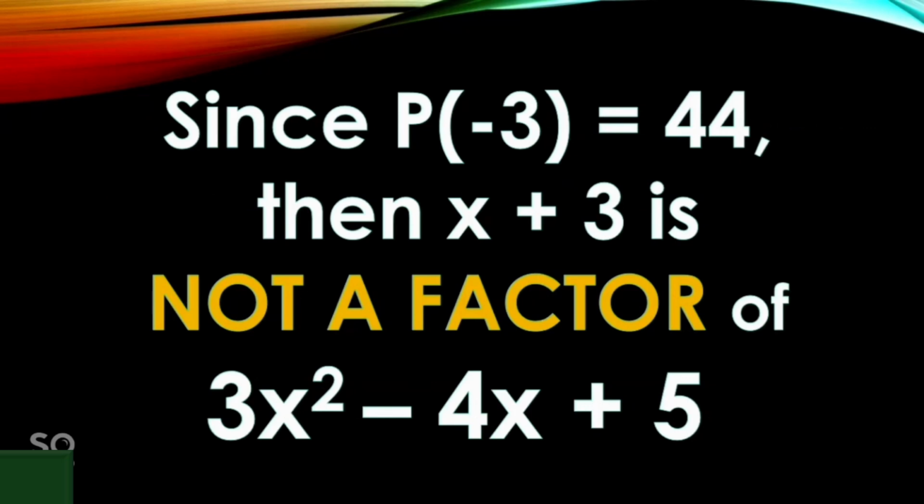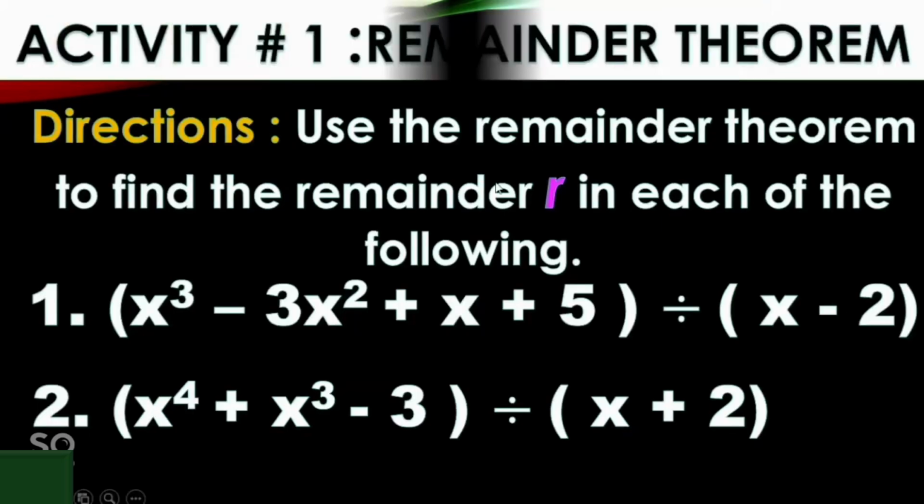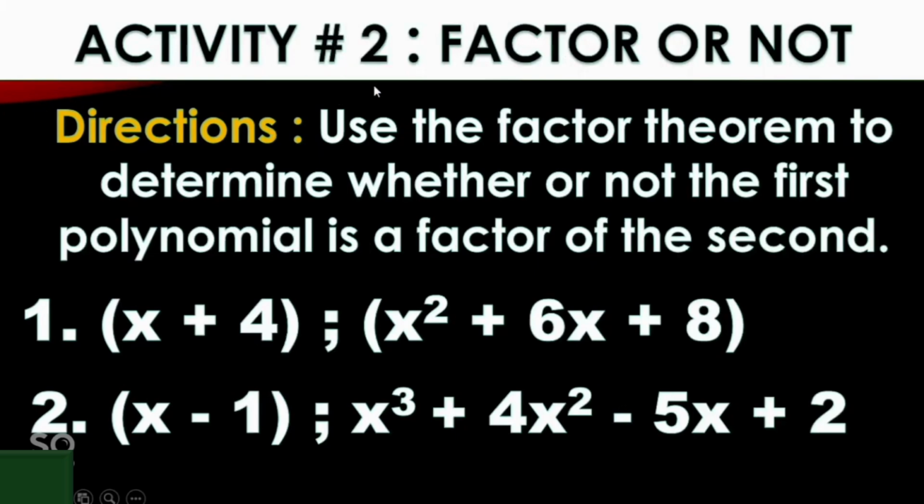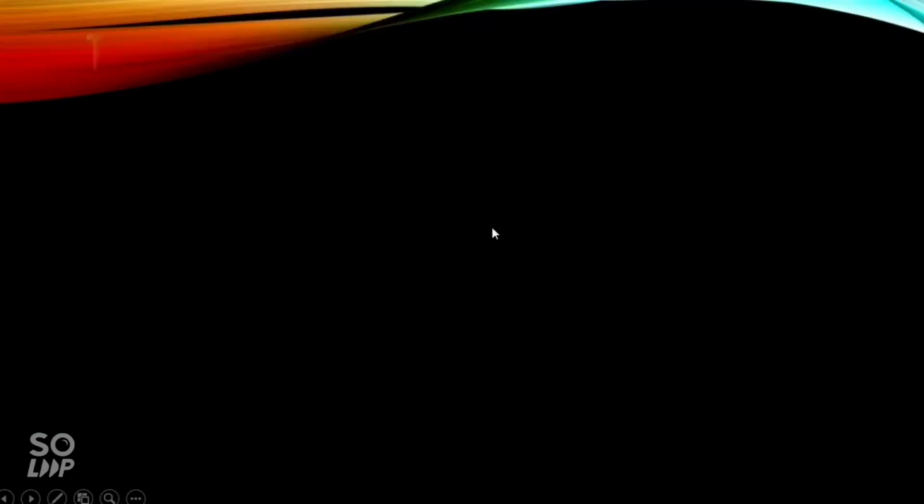Okay, I think you're ready for your activity. And this is for your activity number 1, remainder theorem. So this is the directions. Use the remainder theorem to find the remainder r in each of the following. Gamit ang remainder theorem. Okay, next let's have number 2 or activity number 2, factor or not. Directions, use the factor theorem to determine whether or not the first polynomial is a factor of the second. Okay, good luck and try your best.